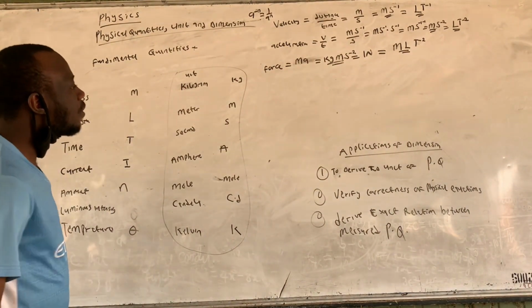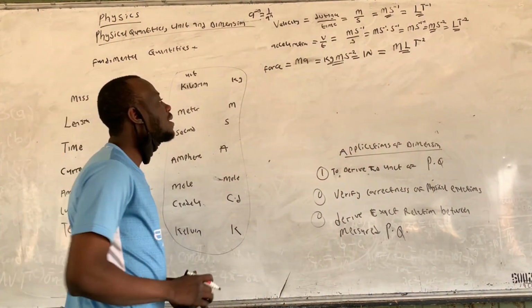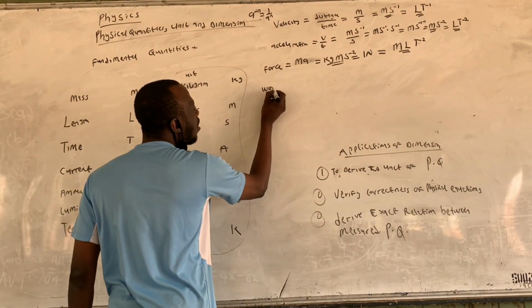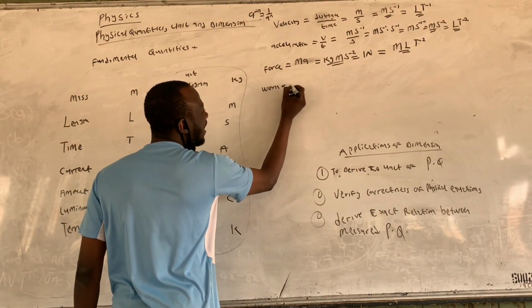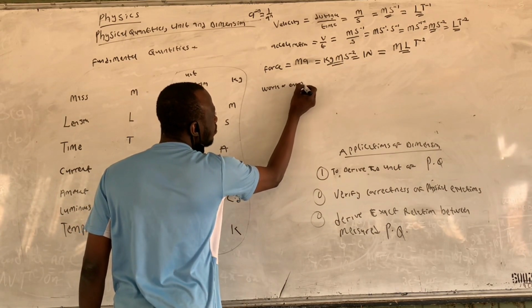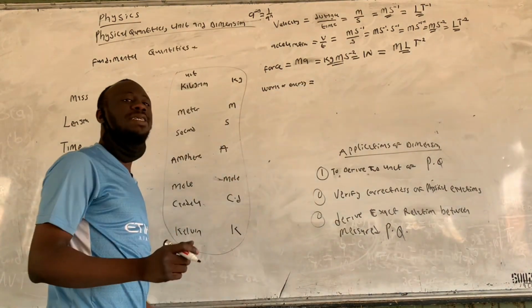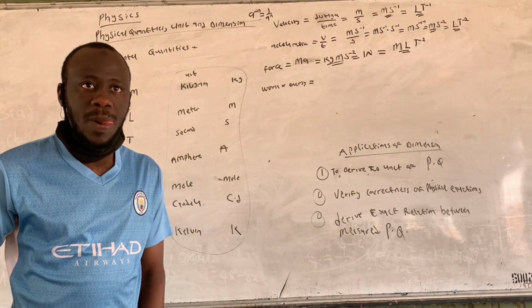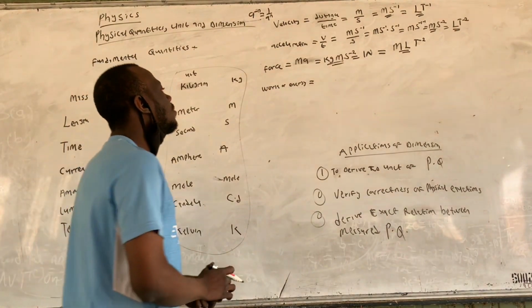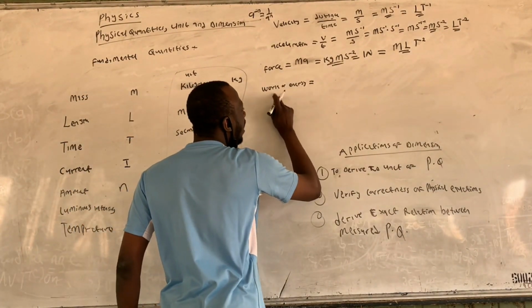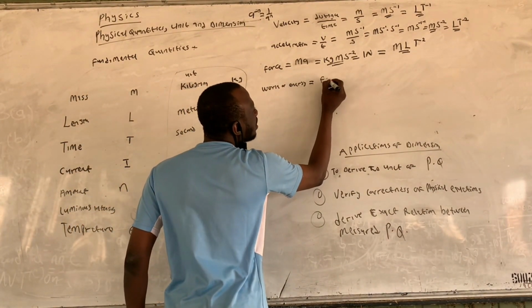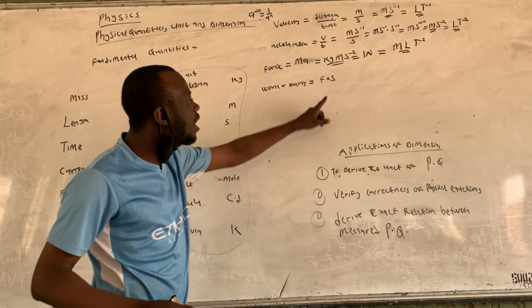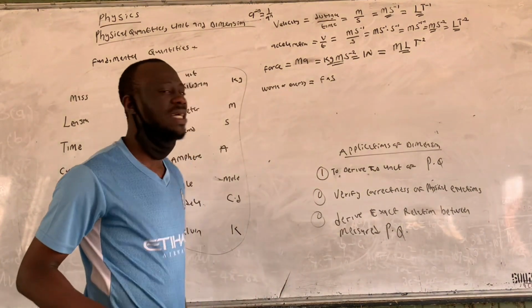Now, after force, we have another quantity. We call it what? Work or energy. They have the same SI unit, which is in joules. Now, we say that work is force times what? Force times distance, S. This is the formula for work.